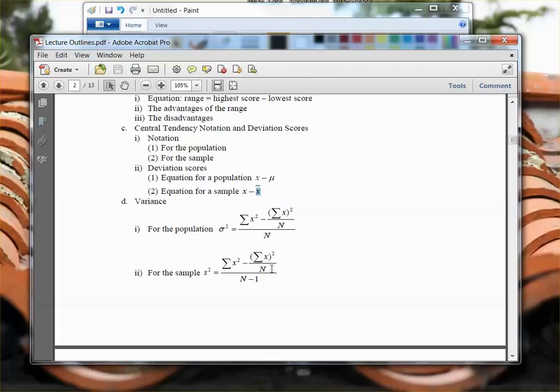So we're going to deal particularly with the sample almost always. So I'm going to focus on the sample formula. But be advised that if you did have a population, you have access to the population scores, you would use this formula, which is very similar. The only difference is this denominator there.